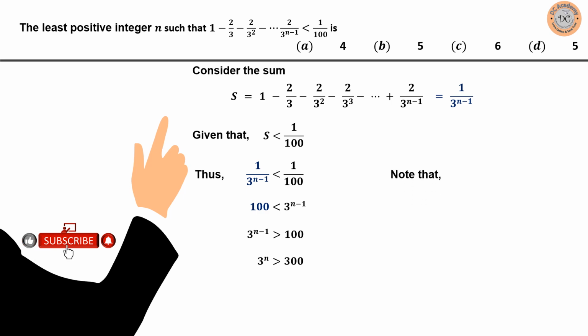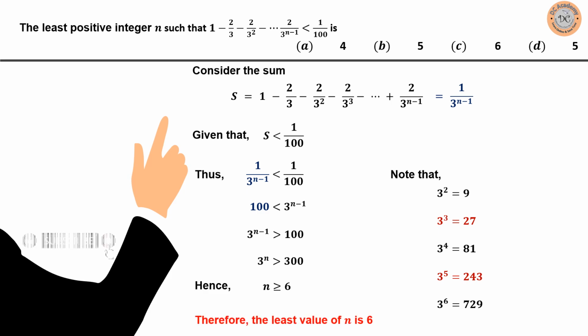Now we have to find the value of n so that this inequality is satisfied. Observe that 3 to the power 2 is 9, 3 cube is 27, 3 to the power 4 is 81, 3 to the power 5 is 243. So these values are always less than 300. But if I multiply now by 3, 3 to the power 6 becomes 729. So if n is greater than or equal to 6, then this inequality will be satisfied. Therefore the least value or minimum value of n must be 6. And hence, for this problem, option C is the correct answer. And that's it.